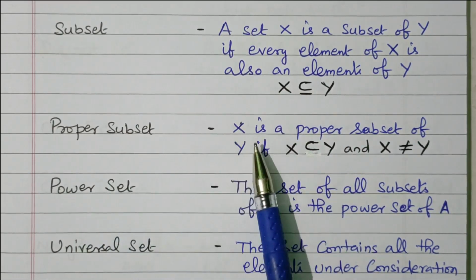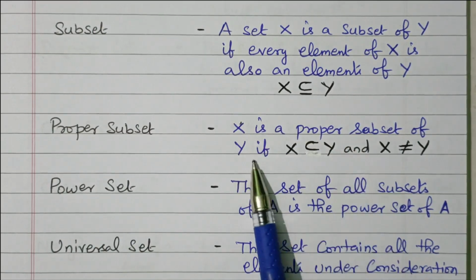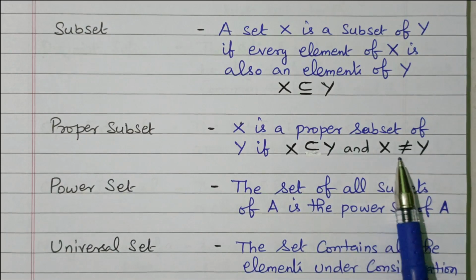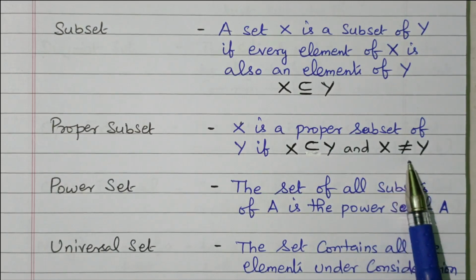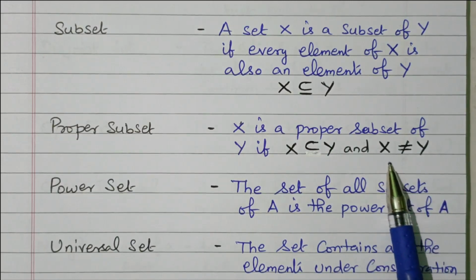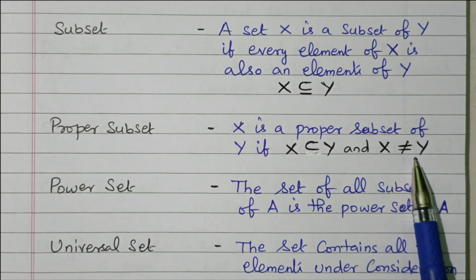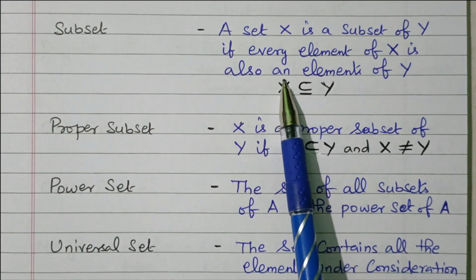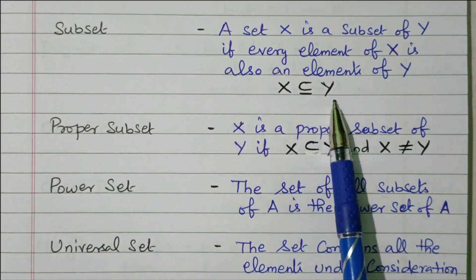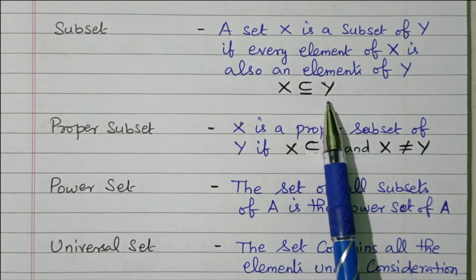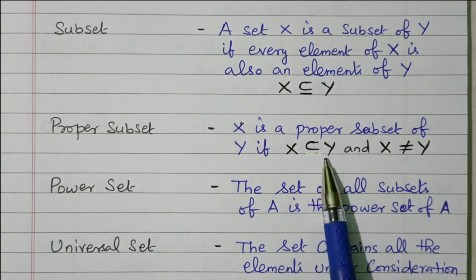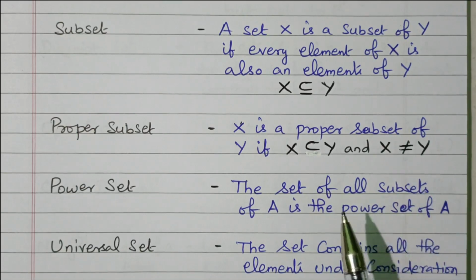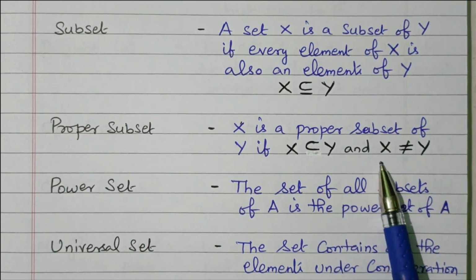Then proper subset. X is a proper subset of Y if X is a subset of Y and X is not equal to Y. Right? Both are not equal. Then it is called a proper subset. Subset means the elements available in X are also available in Y, so X is called a subset of Y. But for a proper subset, X is not equal to Y. Right? So subset and proper subset are very important.